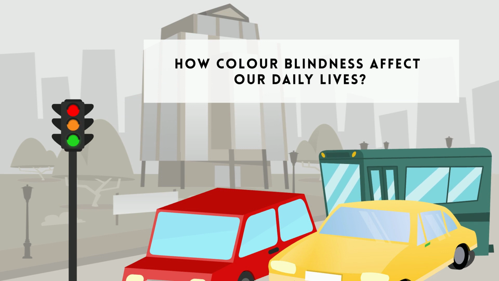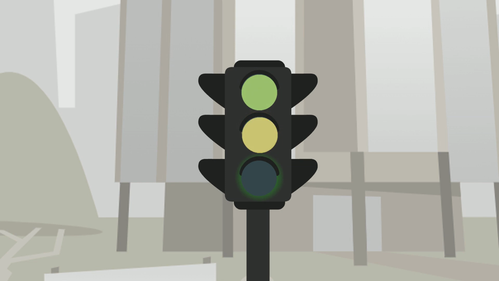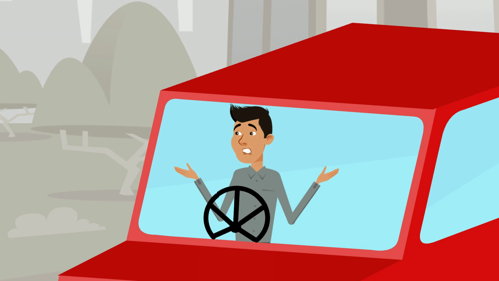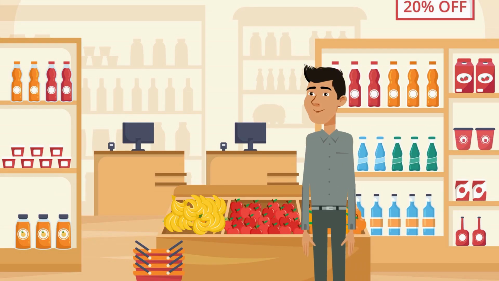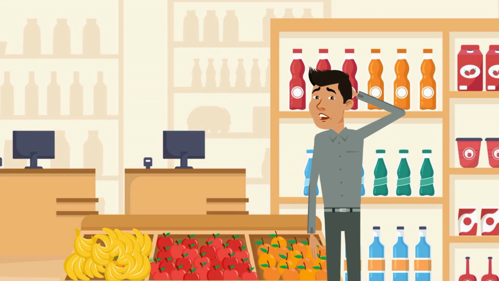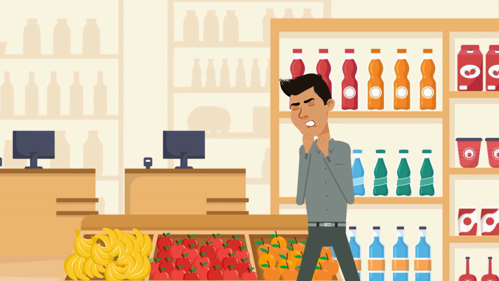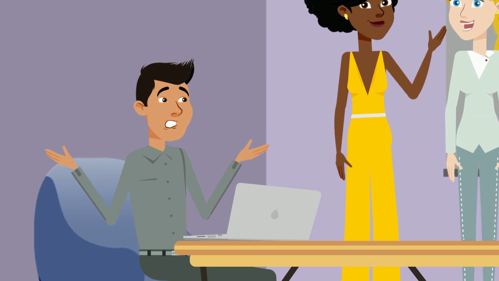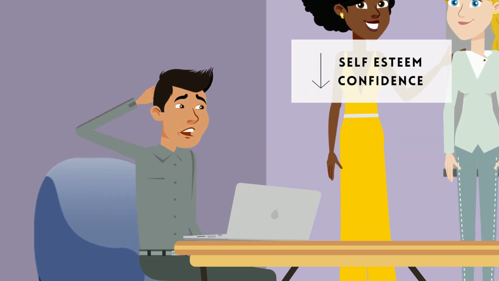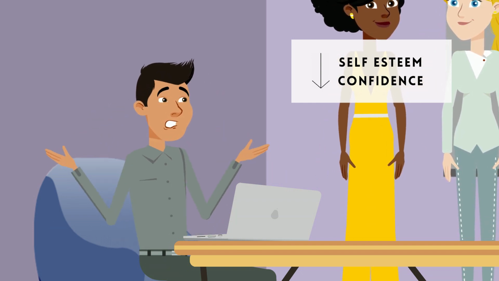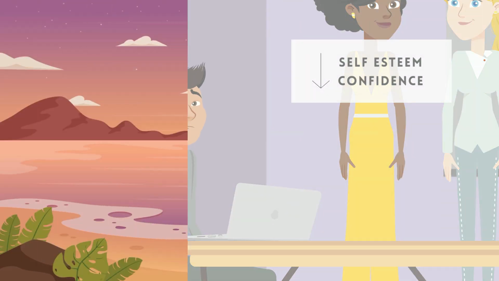In fact, color blindness can affect their daily life in a number of ways. They may struggle differentiating between the red and green lights in traffic signals, which can be a safety concern when they are driving. When shopping for groceries, they may have difficulty distinguishing between ripe and unripe fruits and vegetables. In social situations, they may feel excluded from discussions about color, which can affect their self-esteem and confidence. This can be particularly challenging in certain professions, such as fashion or art, where color plays a critical role.